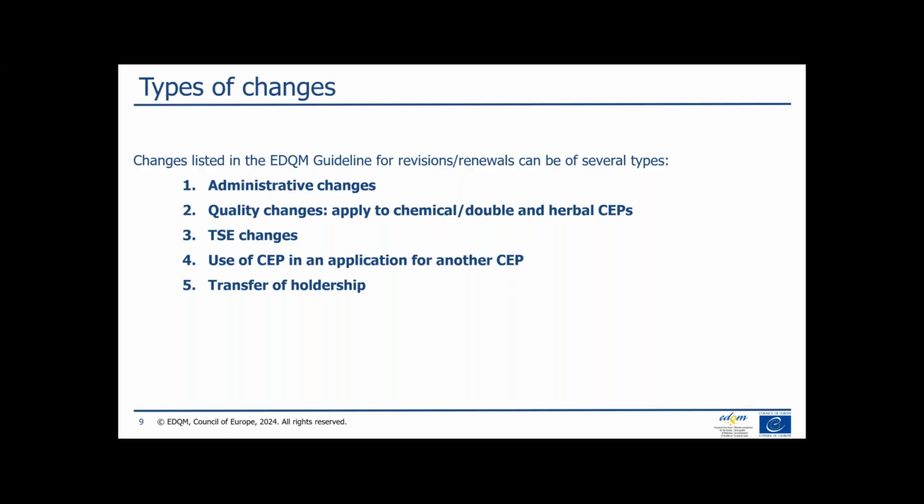Then the fourth type of change is use of a SEP in application of another SEP. So for example, if you have an intermediate, which is covered by a European Pharmacopoeia certificate, and then you want to use this in the process for the final substance, you can use this SEP for the intermediate in the application for your final substance. And the fifth type of change is transfer of holdership.